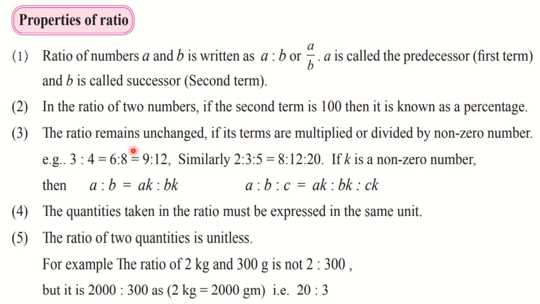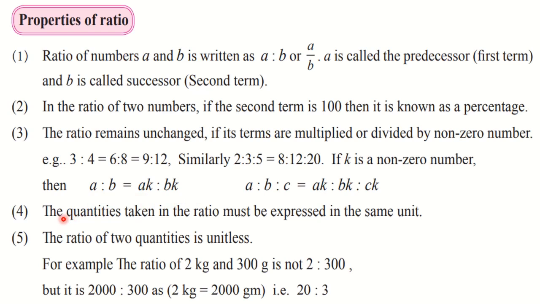The ratio remains unchanged if we multiply or divide both the terms of the ratio by a non-zero number. Like you can say that A is to B is the same as AK is to BK. That means we can multiply or divide both the first term as well as the second term by the same non-zero number, and then the ratio remains the same.